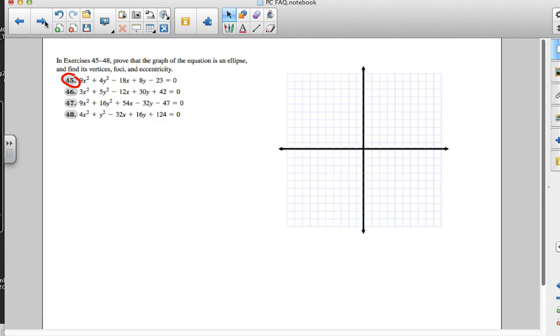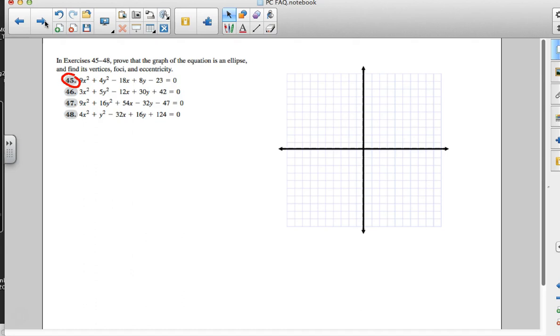Now, next up, number 45. This is prove that the graph of the equation is an ellipse and then find its vertices, its foci, and eccentricity. Remember, we're not going to do eccentricity, so we're leaving that piece off. We just want to get a sense of how all of these conics work, and we don't need to go quite that far with it.